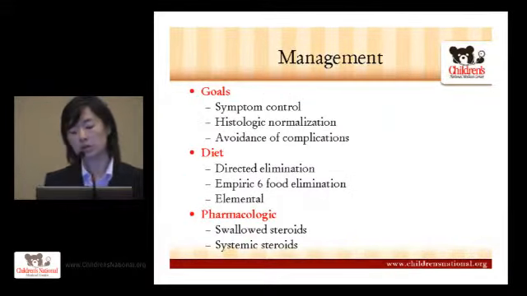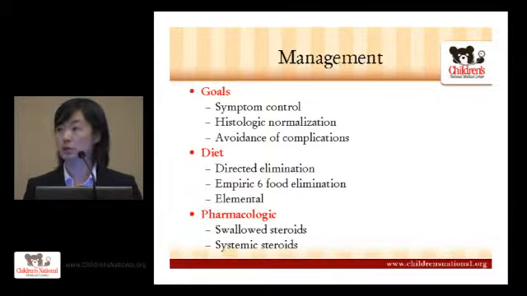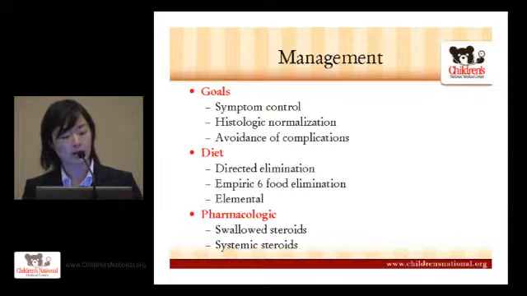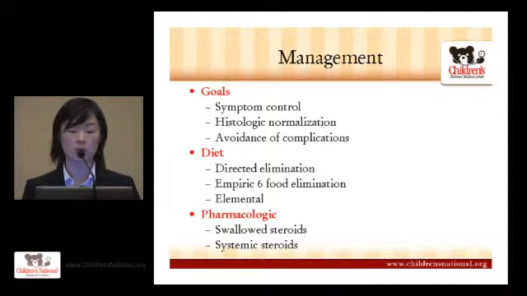The management goals are primarily threefold. The first is symptom control. The second is histologic normalization, and the third is avoidance of complications such as stricturing or growth failure. Diet is really the mainstay of therapy. There are generally 3 ways to approach this. One is directed elimination, for example, using skin prick testing or ImmunoCAP results to help identify potential allergens. Empiric 6-food elimination, so elimination of the top most common allergens, is also employed. And then, of course, an elemental diet, especially in the kids who you suspect have more severe disease.